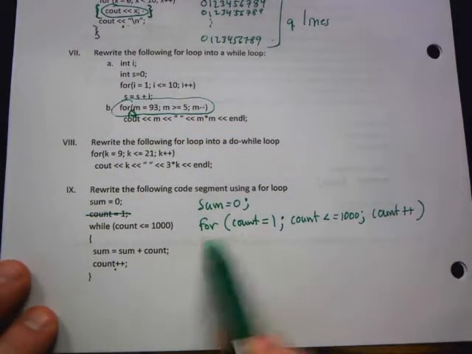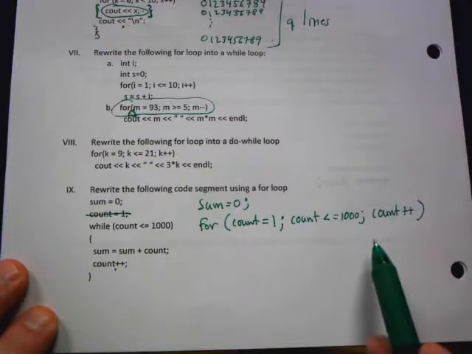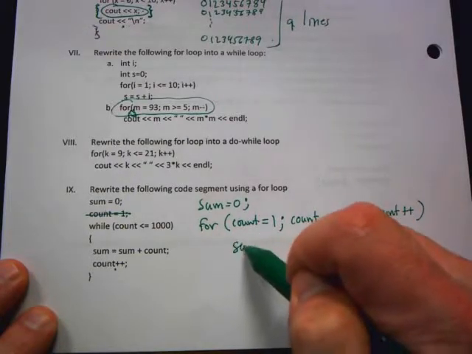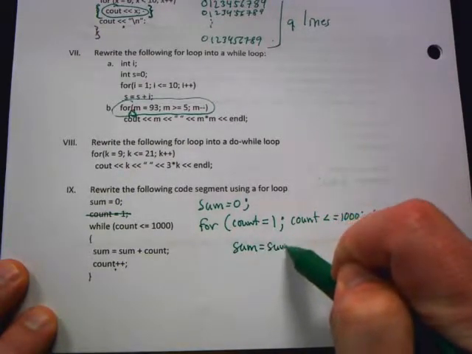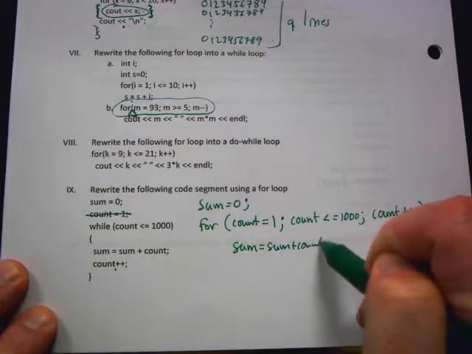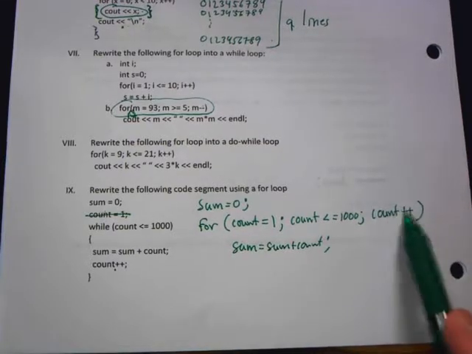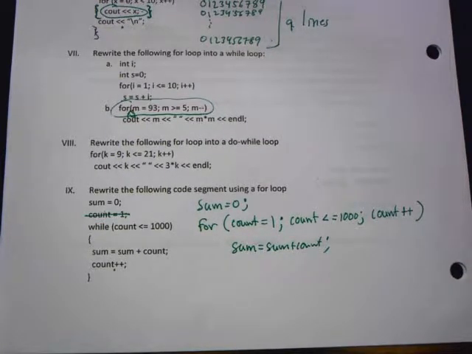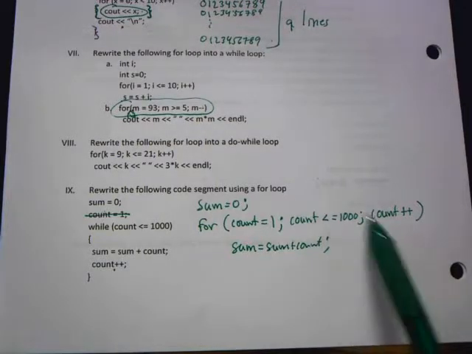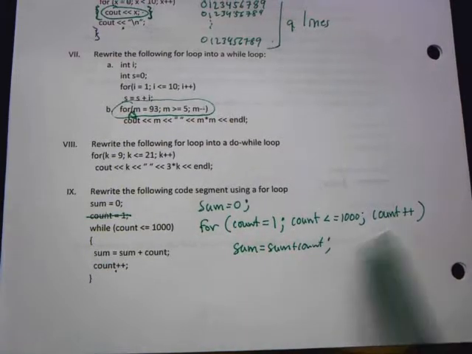What do I need inside my for loop? Sum equals sum plus count. And I think that's it. I don't need any curly brackets because I only need one line. I don't need to increment my variable because it's already incremented. So again, I think that when you know exactly how many times you want to loop, the for loop is cleaner, less code to have to write. Questions about that?